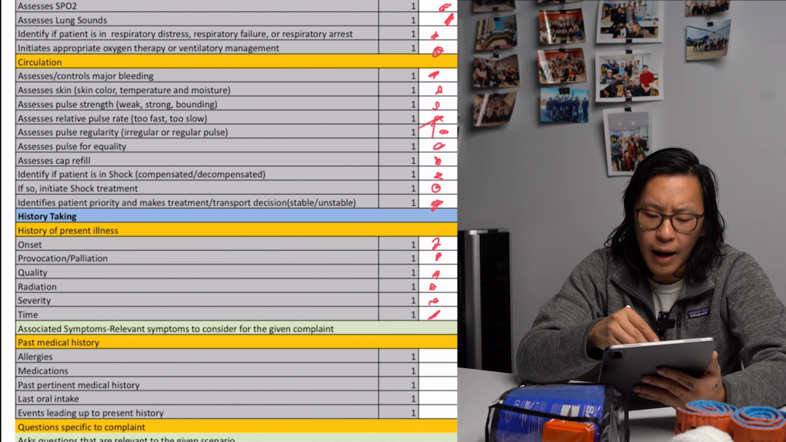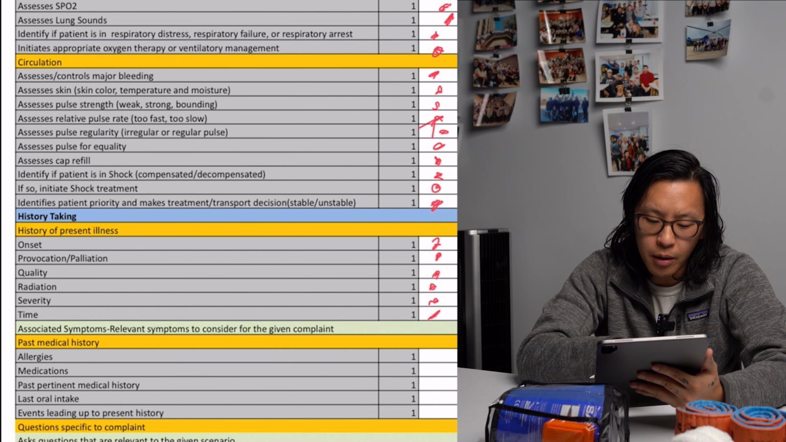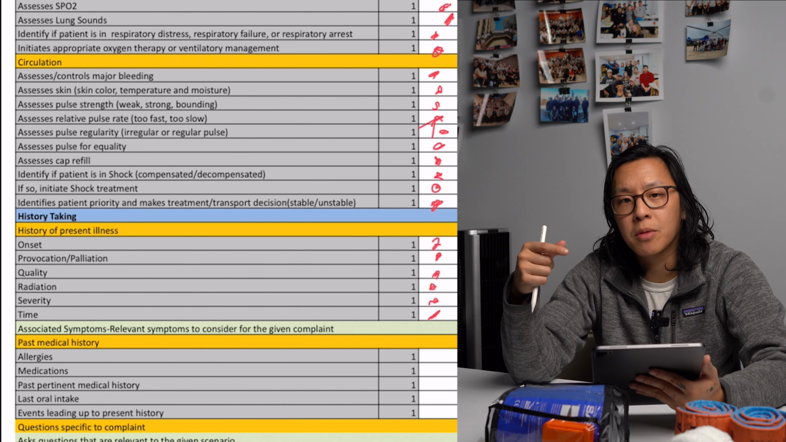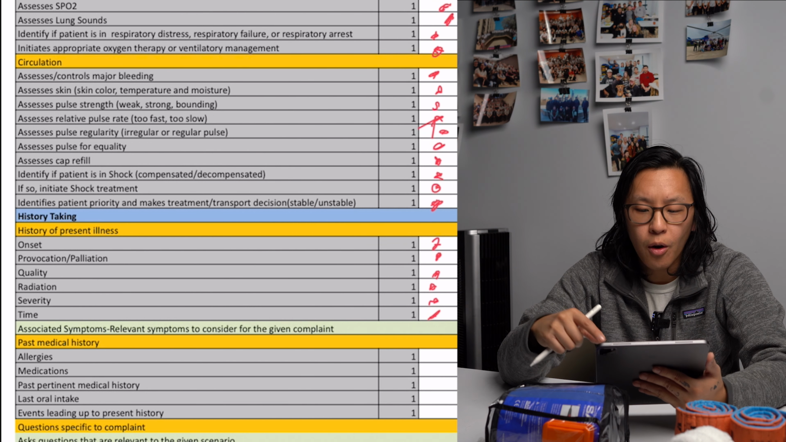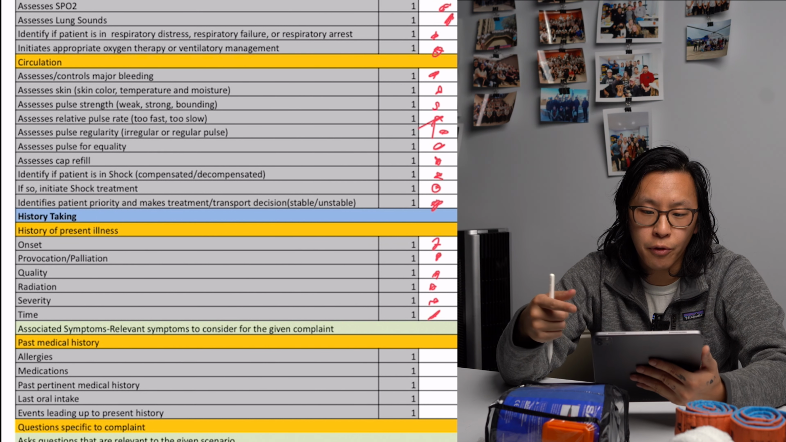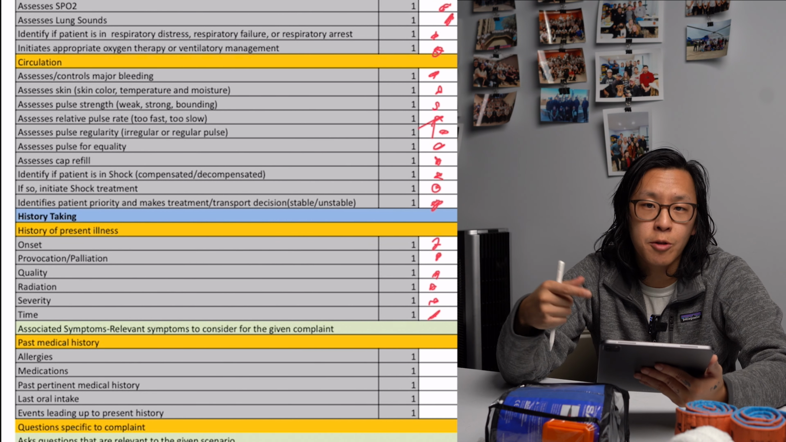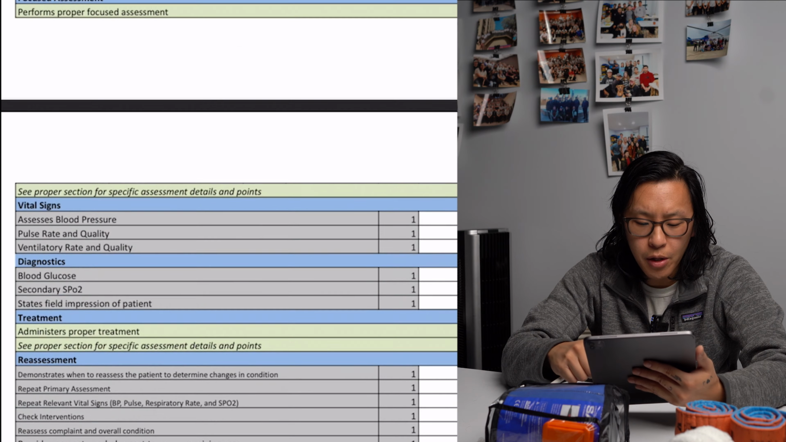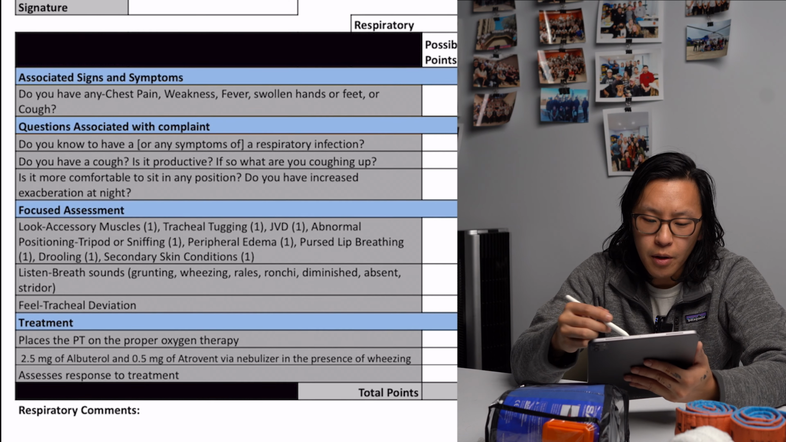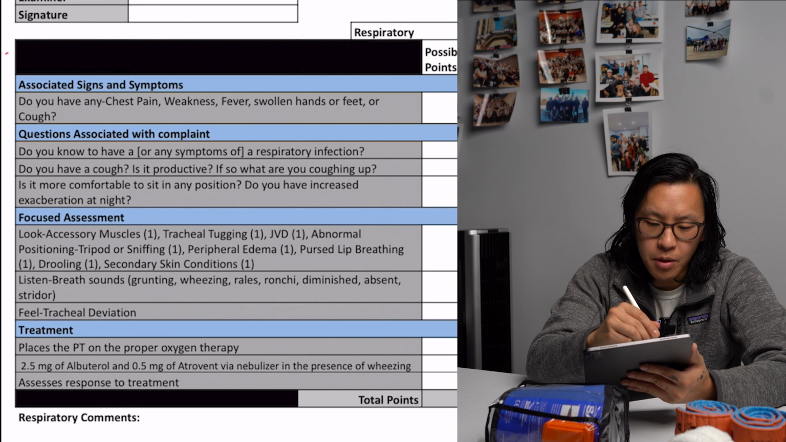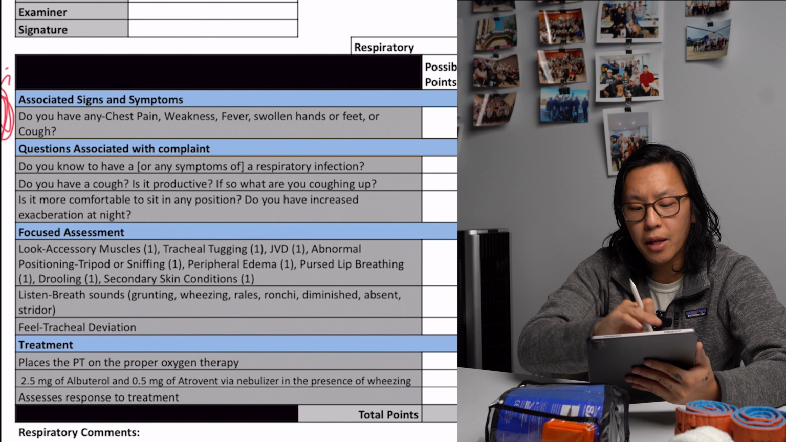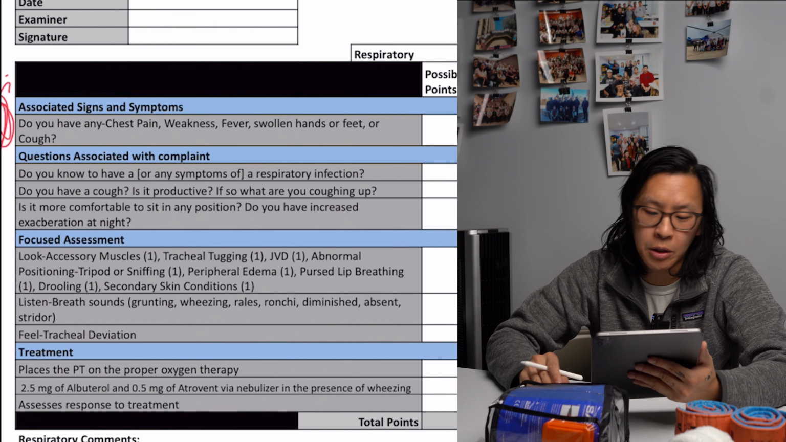Now, this highlighted green section, associated symptoms, relevant symptoms to consider for given complaint. This is where it becomes a little unintuitive for our students, but we give different skill sheets for the different units that we have. And so for this current unit, it's for respiratory and cardiac. So if we were to go down to this section, associated signs and symptoms, this is the section that we're thinking of right now. So we would plug and play these sections into the general medical assessment.